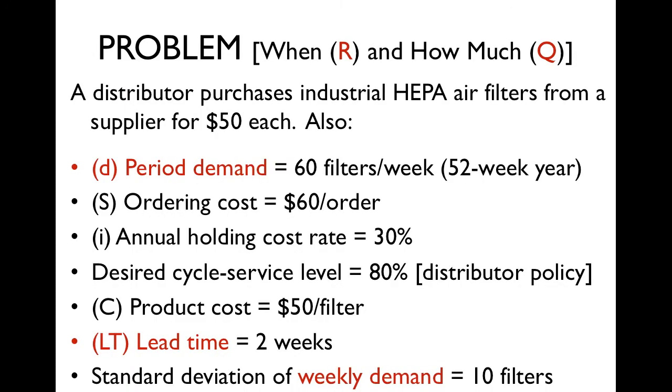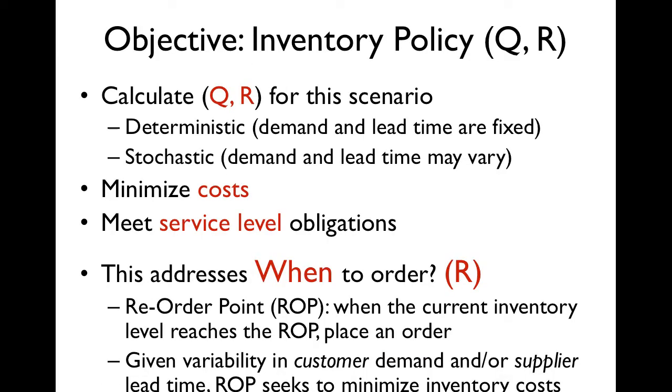All right, here's the same problem we looked at in the EOQ video. It's the distributor who is buying HEPA air filters from a supplier. Remember the information there around period demand, ordering cost, etc. Some of these are relevant to the EOQ calculation, some are relevant to the reorder point calculation, some are relevant to both. Here's our challenge again: determine an inventory policy around the HEPA filters for the distributor, and really that means calculating Q and R. Last time we were looking at Q, this time we're going to look at R.